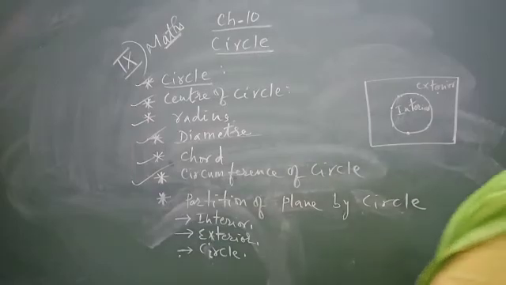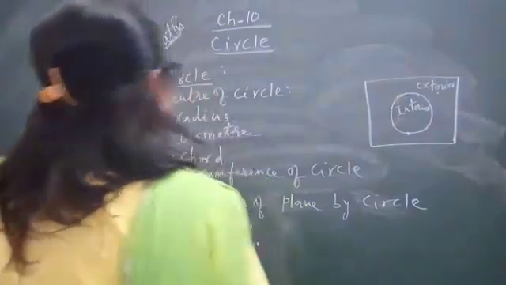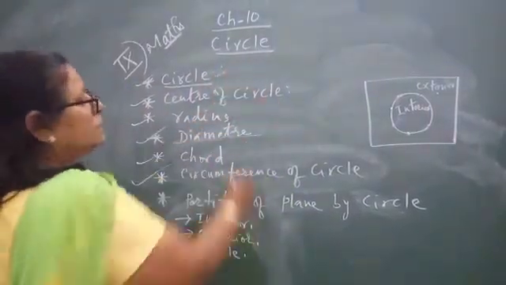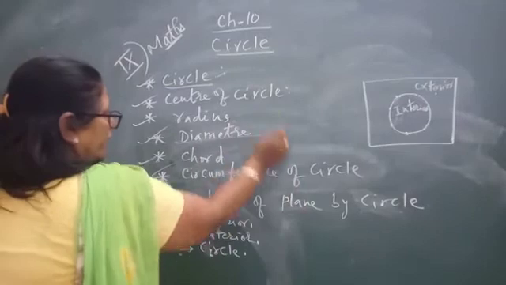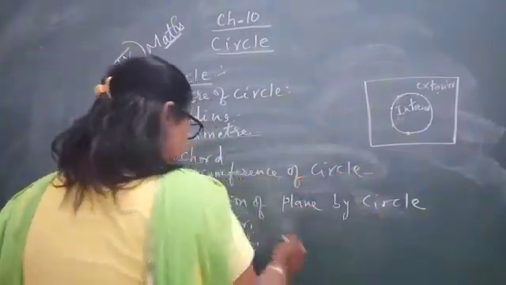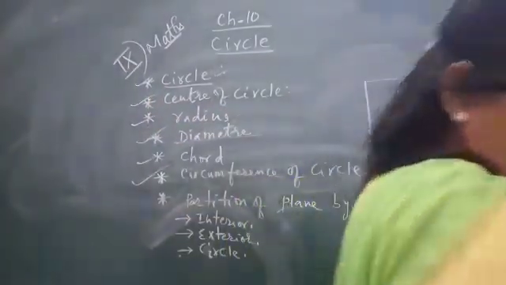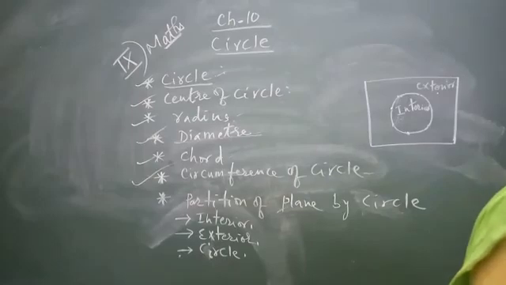Okay, so today you have to remember all these definitions. First one, define circle, center of circle, radius, diameter, chord, circumference, partition of the plane by circle. So today you have to complete all these definitions. Okay.